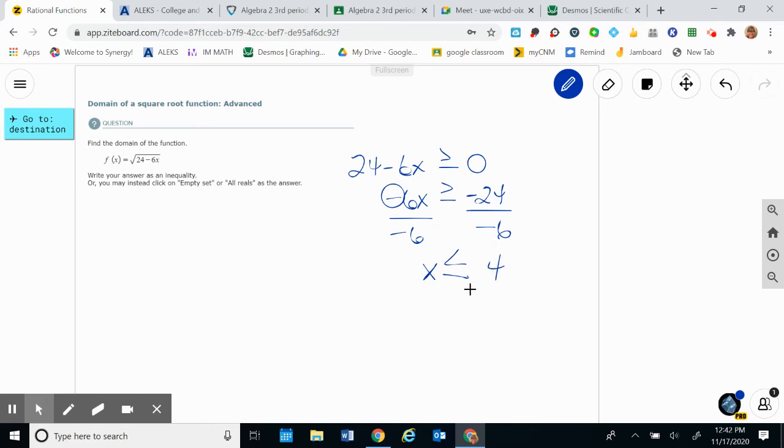And always check your answers. You're like, oh my God, did I do that right? It says x is less than or equal to 4. Well, let's pick a number less than 4. How about 0? Let's check it. I'm going to pick x is equal to 0. It's a number less than 4. I'm checking my domain. I found this and now I'm checking it. So look, the square root of 24 minus 6 times 0. Is that positive? Check. It sure is. It's a number less than 4, so it worked. We're good to go. Next.